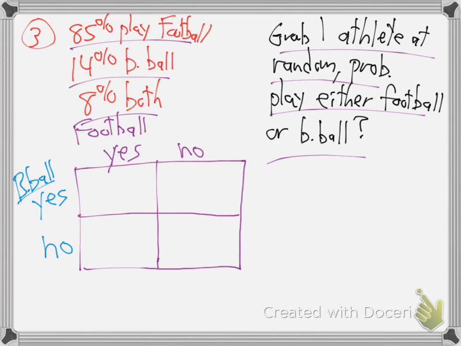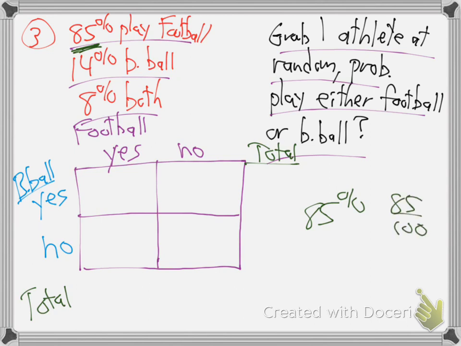But here's probably the most important part. That is, you need to put the totals down here and over here on the right. The totals are really important. Okay, so here we go. 85% play football. Percent means per 100, doesn't it? When somebody writes 85%, it means 85 per 100. That's what those 00 mean, right? Anyway, so if 85% play football, where am I going to put that? Could I put that 85 right here? And why not?